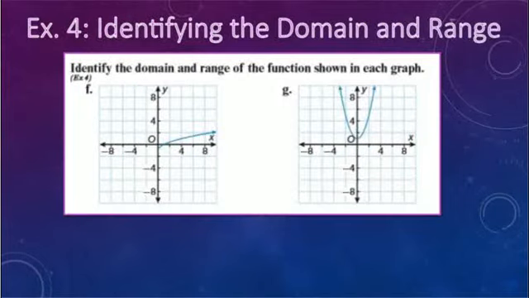Look at the domain and range of these functions. For this one, the domain on the x-axis: here's the beginning of the graph. If I go up to the x-axis, it starts at 0. So I would say the domain is x has to be greater than or equal to 0, because it keeps going to the right. It never goes to the left. It never goes to the negatives on the x.